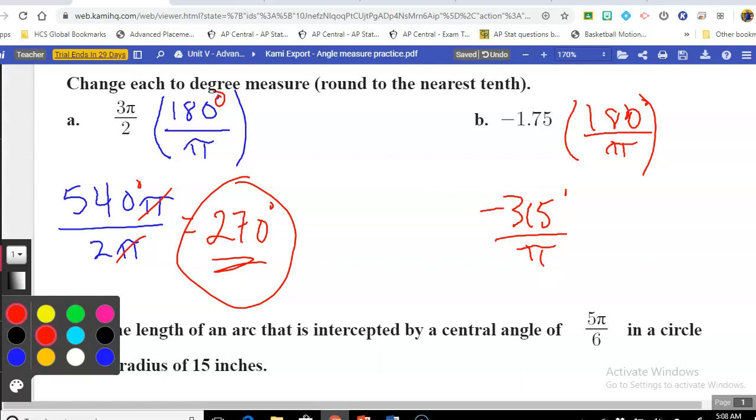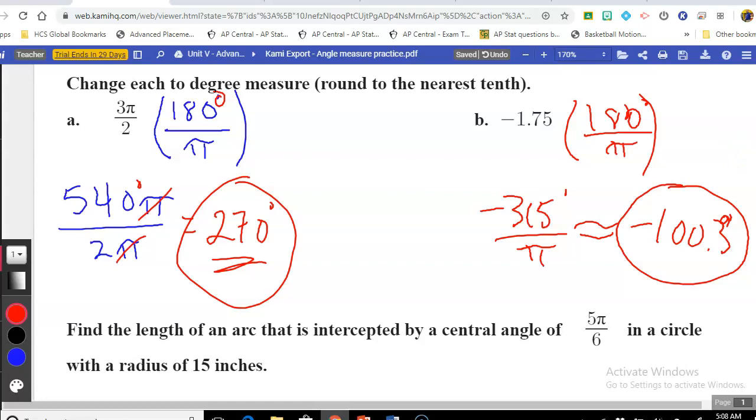And I would actually recommend that you use the pi key on your calculator. And what you do when you get that, it's going to come out to be about negative 100.3 degrees. And remember, we can get negative degrees. That just basically means we're rotating clockwise instead of counterclockwise, meaning we're rotating to the right instead of the left.